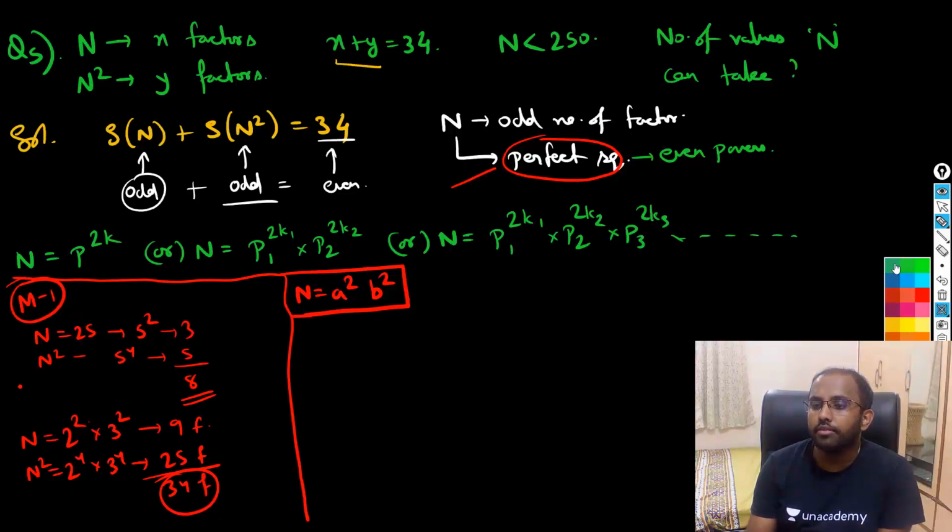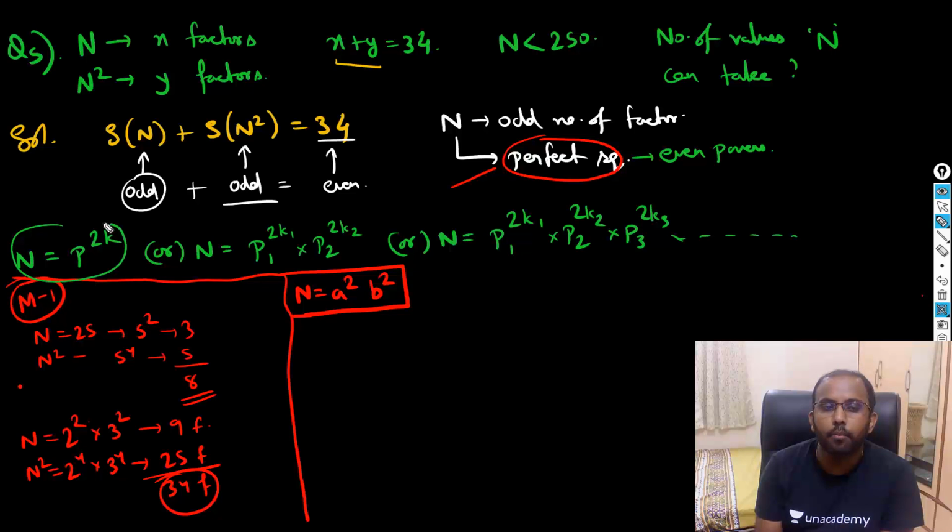Otherwise, the general method would go like this. I'll just tell you the approach. You try to pick this one: that is n of the form p to the power 2k, a single prime power. That means n has got 2k plus 1 factors. If you do n square, it will have 4k plus 1 factors.